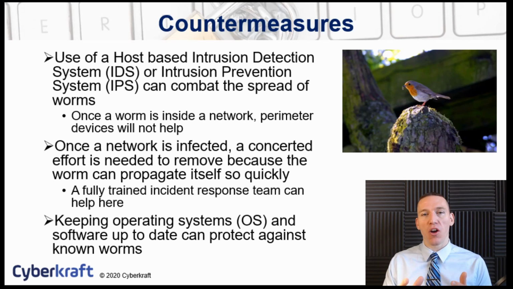So how do you combat a worm? Well, once a worm infects your network, it's pretty difficult. You're going to need a trained incident response team that can move quickly and segment different areas of your network to try and prevent the spread of that worm. Once it's in your network, host-based firewalls, intrusion prevention systems, and intrusion detection systems can help you slow the worm and prevent it from spreading further. Remember, perimeter devices, once a worm has infected your network, aren't going to help. A perimeter firewall is going to do nothing.